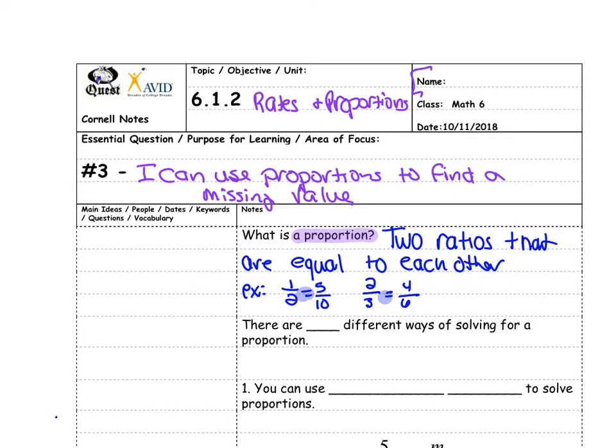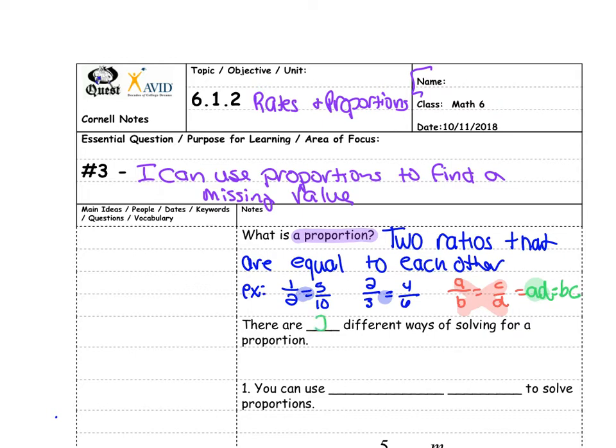Another way to think about this, I'm going to change colors here. Algebraically, A over B equals C over D. And what we know is that if we take our A times D, those are the means, that equals B times C, which the vocabulary for that is the extremes. So A times D equals B times C.